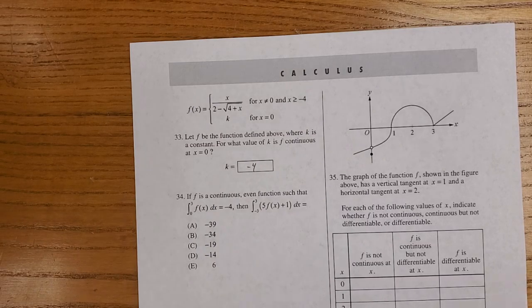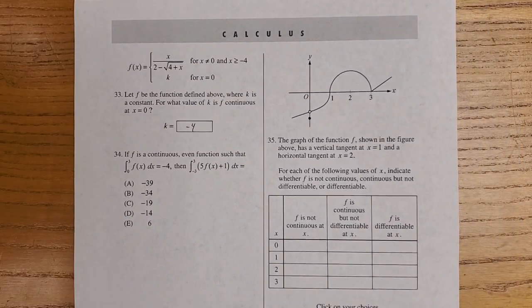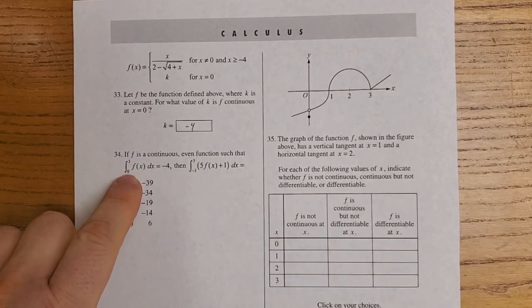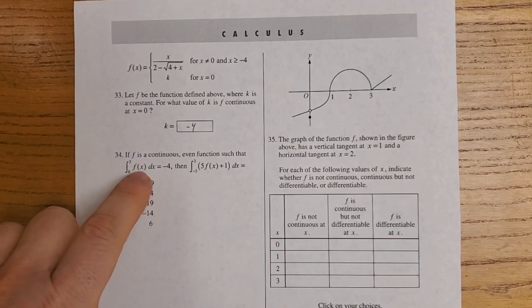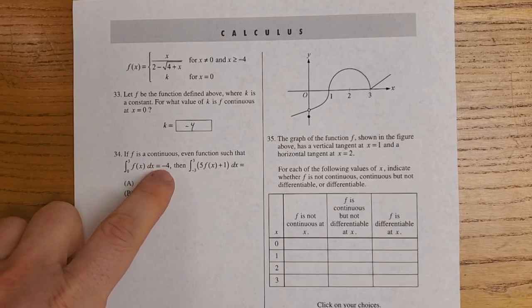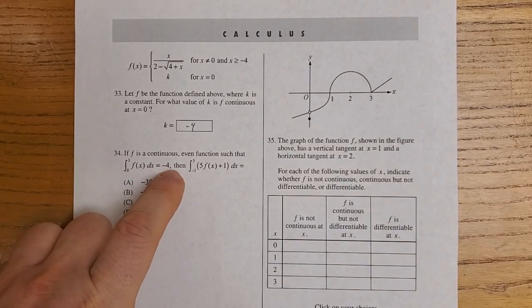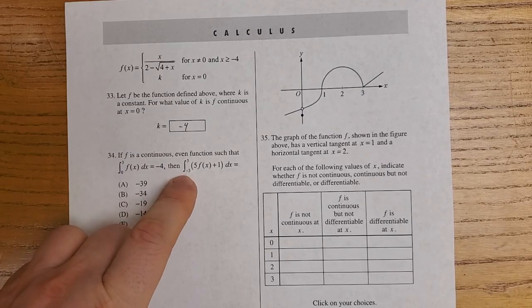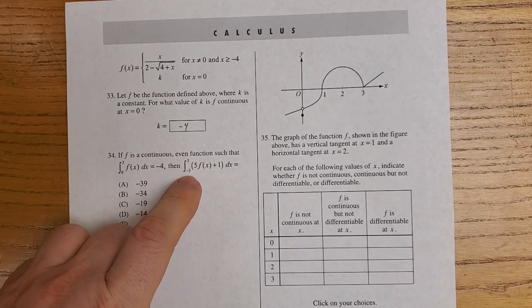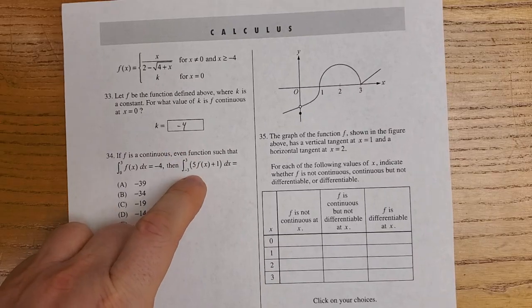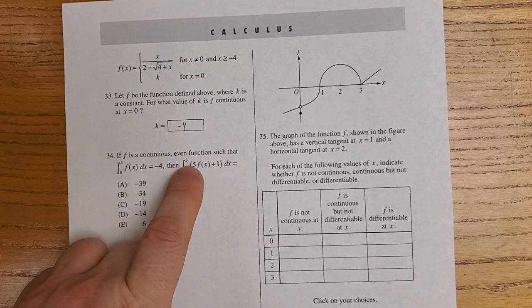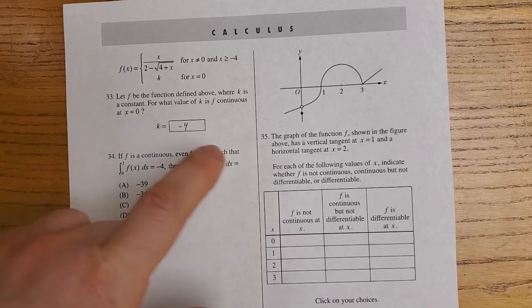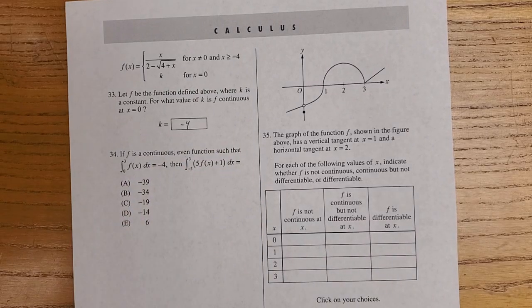So, next question, number 34. F is a continuous even function such that the definite integral from 0 to 3 equals negative 4. So if that's true, what is the definite integral from negative 3 to 3, but multiplied by 5, and then you're adding 1? So what is all that going to equal?